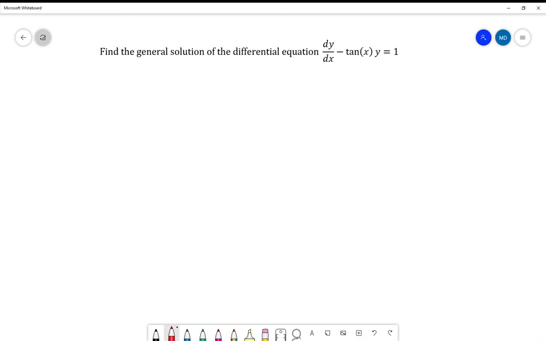Hello, I am the muddled Mr. Daycock, and today I'm going to be giving you some examples of using an integrating factor to solve differential equations.